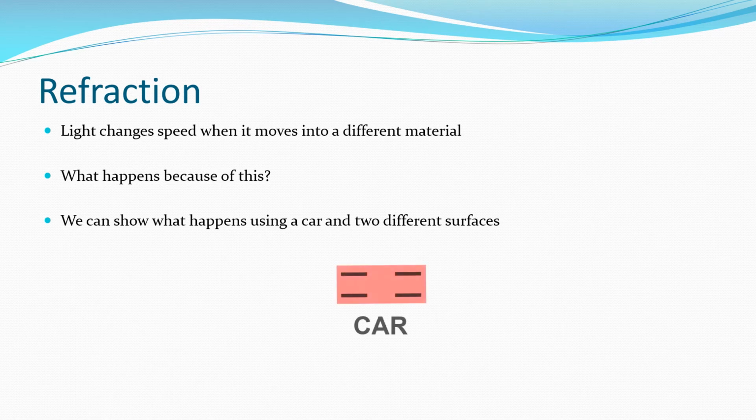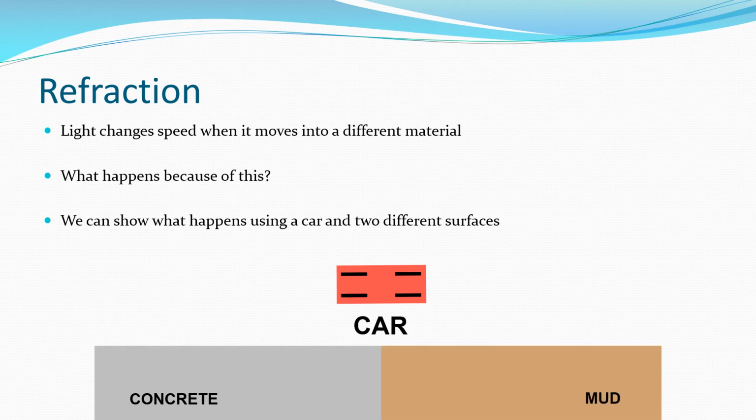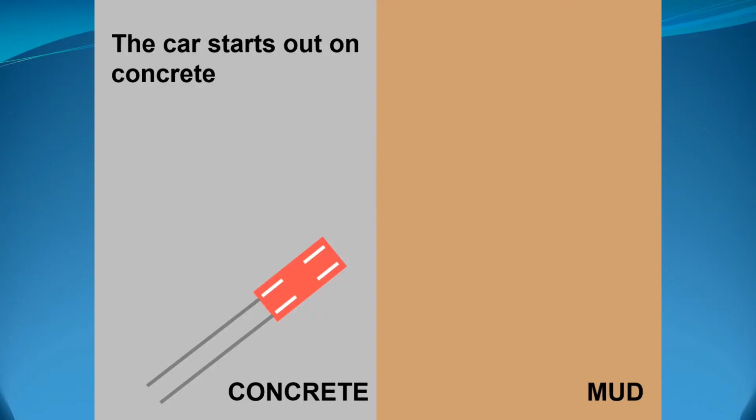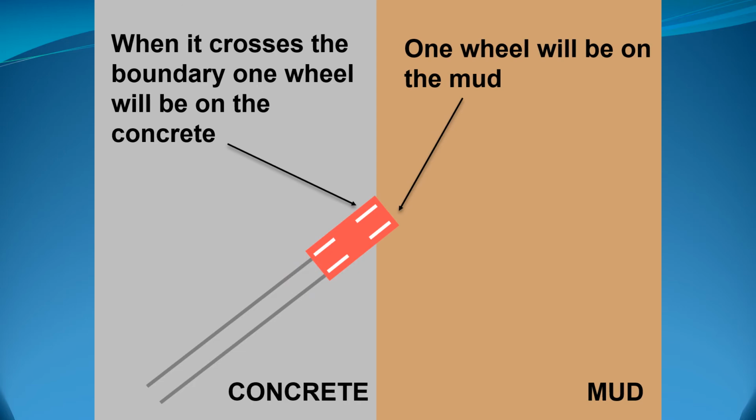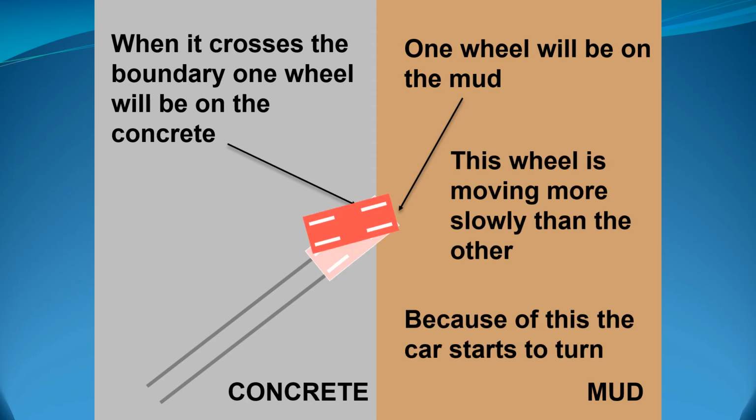So we'll start by thinking of a car and two different surfaces. So we've got some concrete and some mud. So the car starts out on the concrete, it's travelling along at a certain speed, going in a straight line. Then the car reaches the boundary here between the concrete and the mud. So when it reaches this boundary, one of the wheels is now in the mud. And because that wheel is in the mud, it's going to move slower than it would in the concrete. And because this wheel here is moving slower, that makes the car start to turn around.